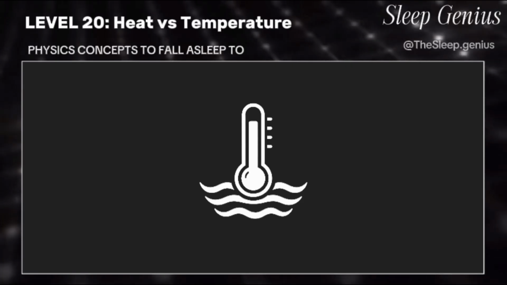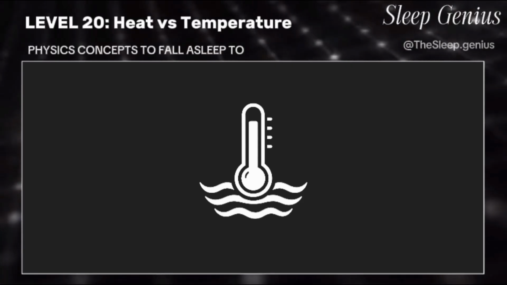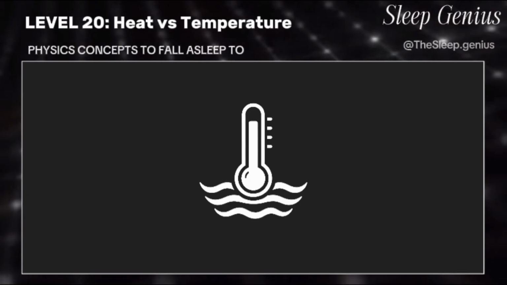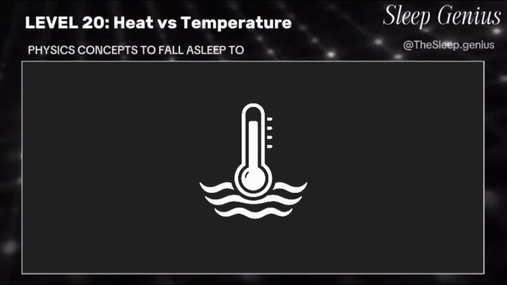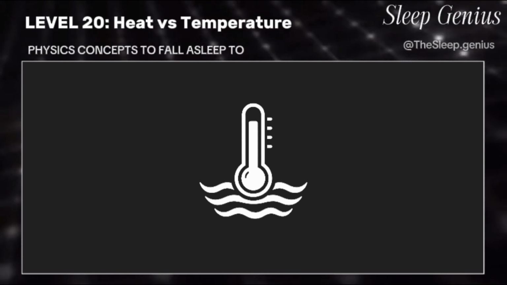Heat is the energy that flows from a hotter object to a cooler one. Temperature measures how hot or cold an object is. Heat depends on the amount of substance, while temperature does not. Heat flow follows the second law of thermodynamics. Temperature follows the Zeroth law of thermodynamics, which allows comparison of thermal states.